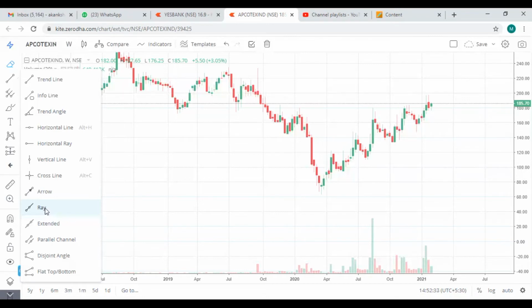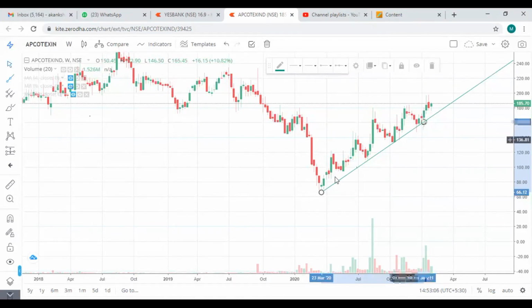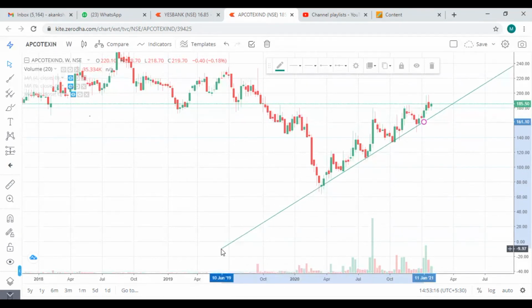Otherwise you can use trend line as well, but I'll explain why I'm using ray. I will start from here and I just need to check the direction and all the points. Where all the points are joined, I just need to click on the board, so my trend line will be drawn automatically, and moreover you can extend it as well. So this is the benefit of the ray. Okay. So this is a trend line.